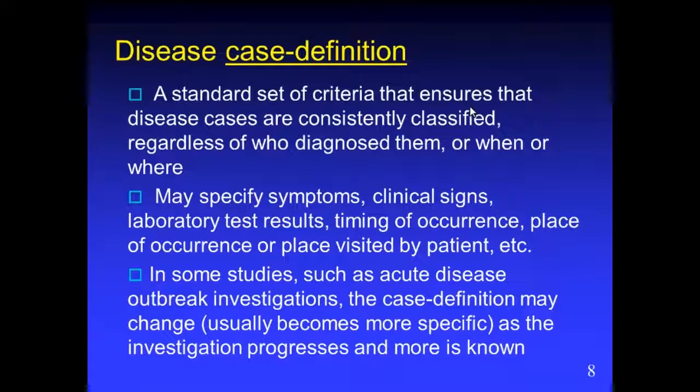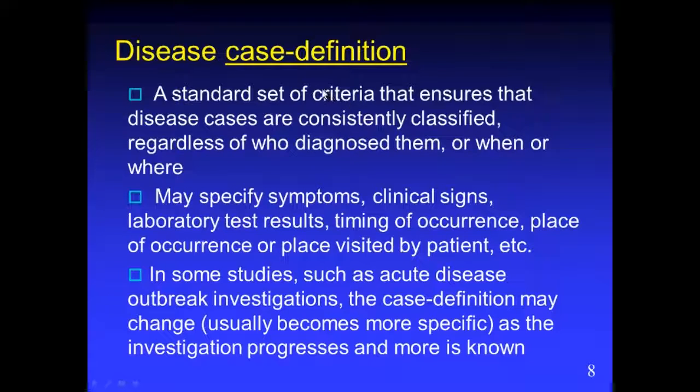So that's population. Now we need to make a decision on the health outcome that we're interested in. So here we often use a disease case definition. This is a standard set of criteria, just to make sure that the cases in our study are consistently classified. We try to minimize disease misclassification as far as possible. We're going to be talking about misclassification in a future lecture. So case definition can include symptoms, signs, lab tests, and so on.